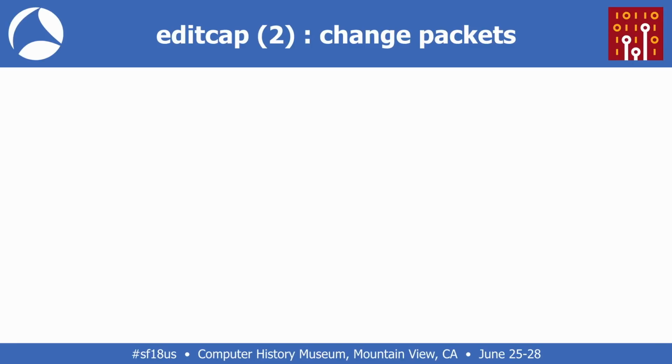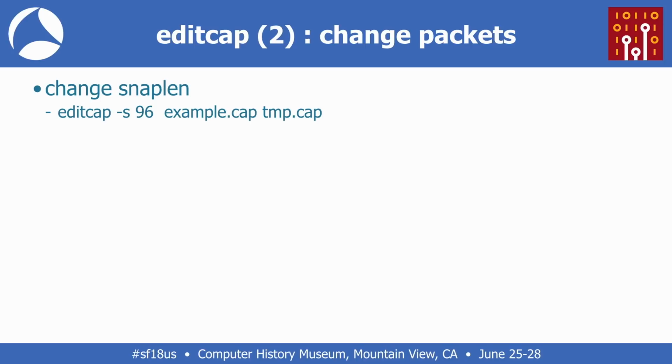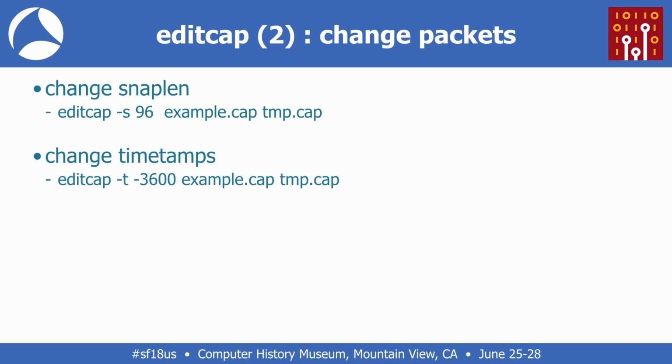Then, apart from selecting packets, you can use editcap also to edit packets or change packets. You can change the snap length. So if you did a full-size trace with all the data in it, and you need to send it somewhere and you want to remove data, you can post-mortem do the snap length change. For instance, 96. You can change the timestamps. So if you have 2 trace files on 2 traces, you can change the timestamps so they can match.